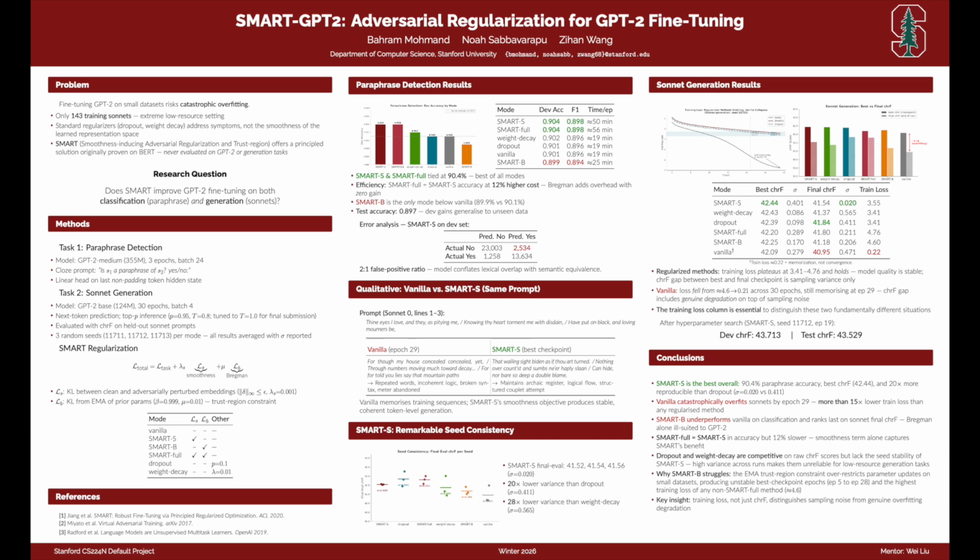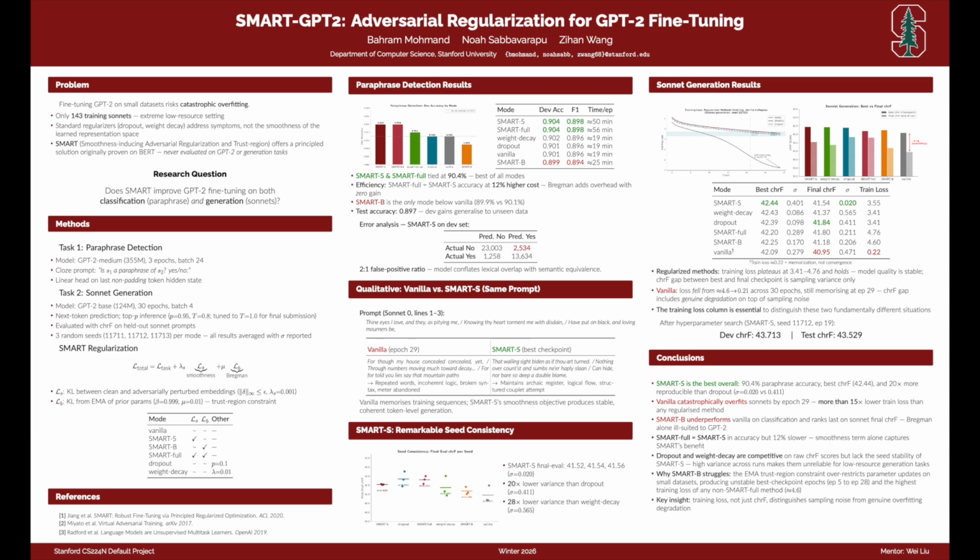Alright, so for the qualitative analysis, both models received the exact same prompt, which was the first 3 lines of Sonnet 0. Vanilla's output breaks down completely: repeated tokens like "concealed," tokenization artifacts, and meter that falls completely apart. SMART S maintains the archaic Shakespearean diction, coherent syntax, and attempts a structured couplet. So the qualitative gap directly supports the quantitative char-F difference.